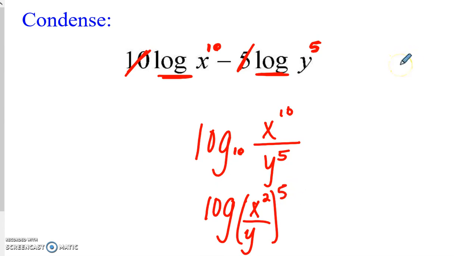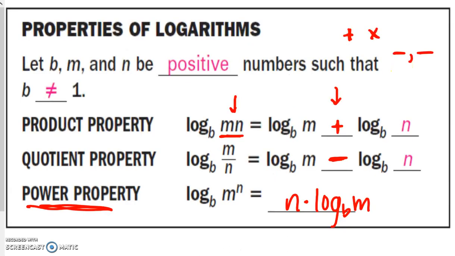Okay, so that's what we're working on: the laws of logs, the product rule, the quotient rule, and the power rule. If they're together by multiplication, they can be expanded by a plus sign; division, expanded by a minus sign; and if there's ever a variable exponent, it can come out in front. So try some of this on your own.